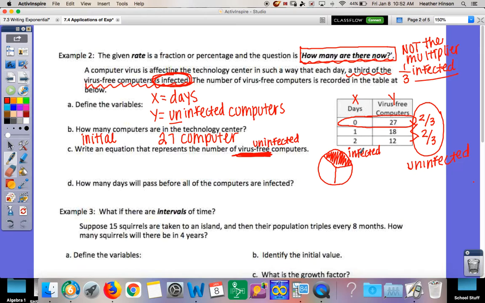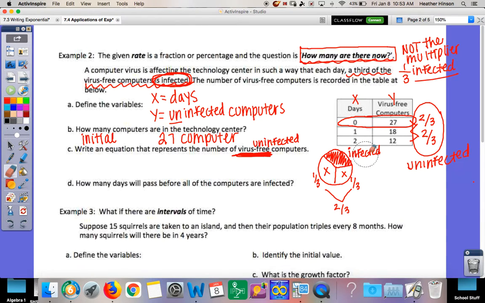So then what's left over? If a third of them are infected, how many are not? Well, these two right here. These are not infected. That gives you 1/3 right here and 1/3 right here for a total of 2/3. So that's where this 2/3 is coming from. That's why they're different. 1/3 is infected, which leaves 2/3 uninfected.